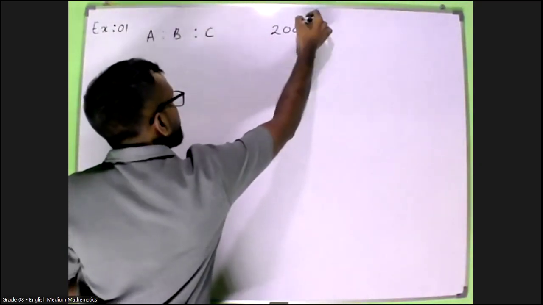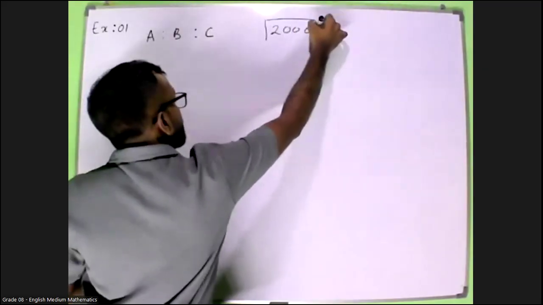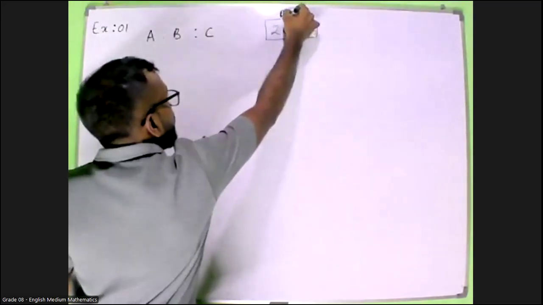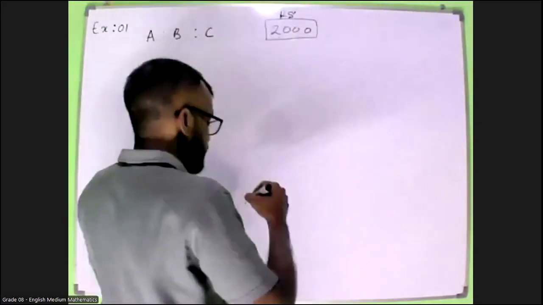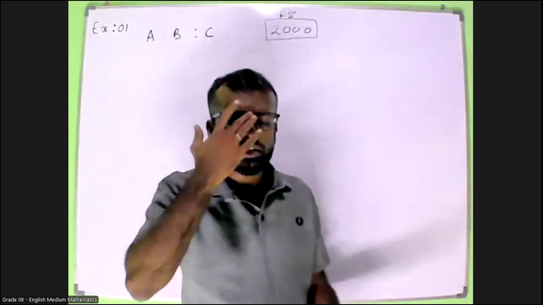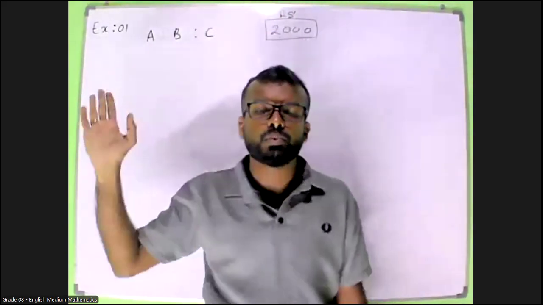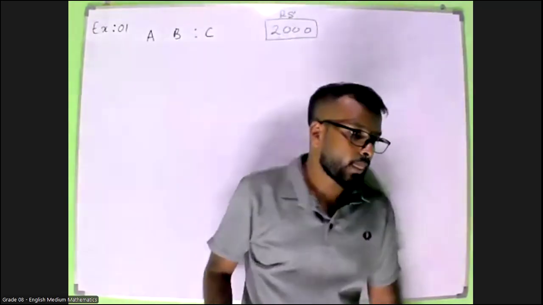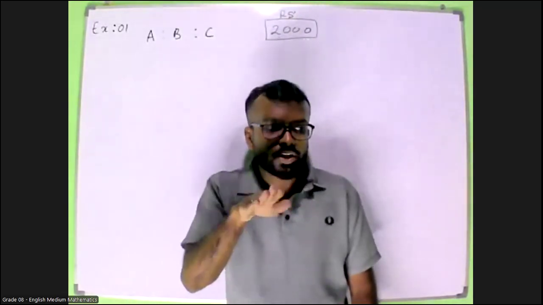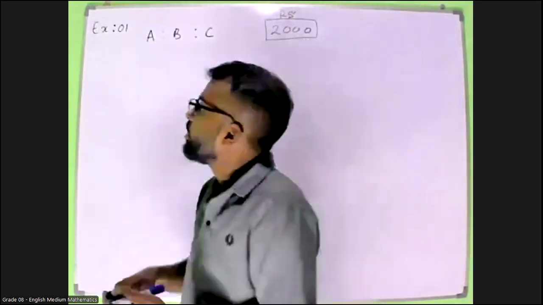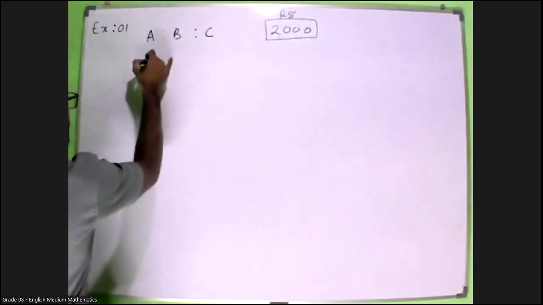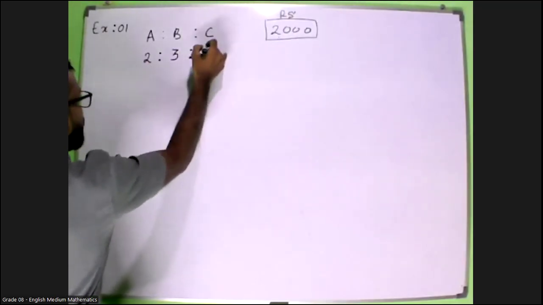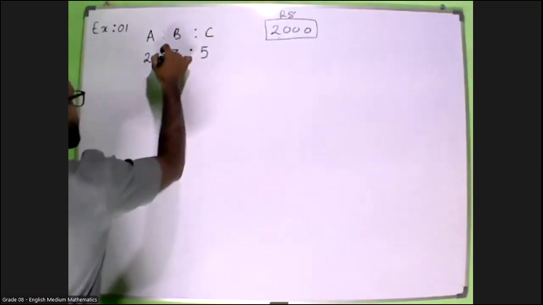I will write it somewhere else here, just for my reference. 2000 rupees. We have 2000 rupees, and I have written it aside. Among them in the ratio 2 to 3 to 5. Ratio 2 to 3 to 5.